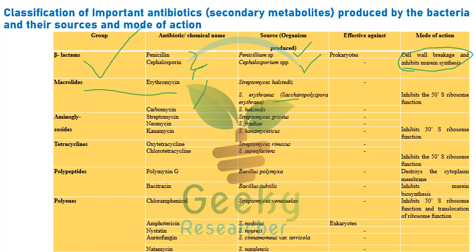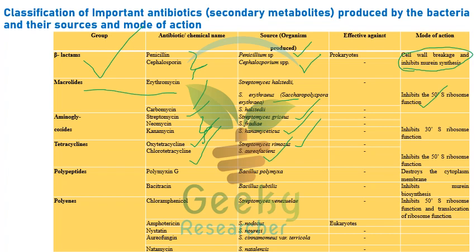And aminoglycosides, streptomycin, neomycin and kanamycin come under it. Streptomycin is isolated from Streptomyces griseus, whereas neomycin is isolated from Streptomyces fradiae, and kanamycin is isolated from Streptomyces kanamyceticus. So the mode of action is inhibiting 30S ribosome function. Next one is tetracyclines, oxytetracycline and chlortetracycline. Oxytetracycline is isolated from Streptomyces rimosus, whereas chlortetracycline is isolated from Streptomyces aureofaciens. So the mode of action is inhibiting ribosome function.